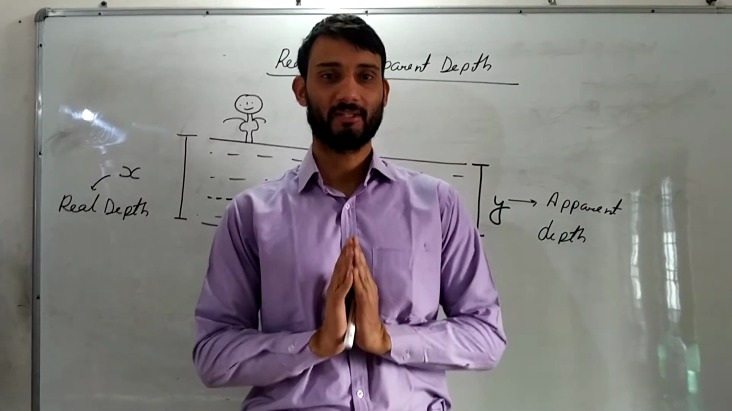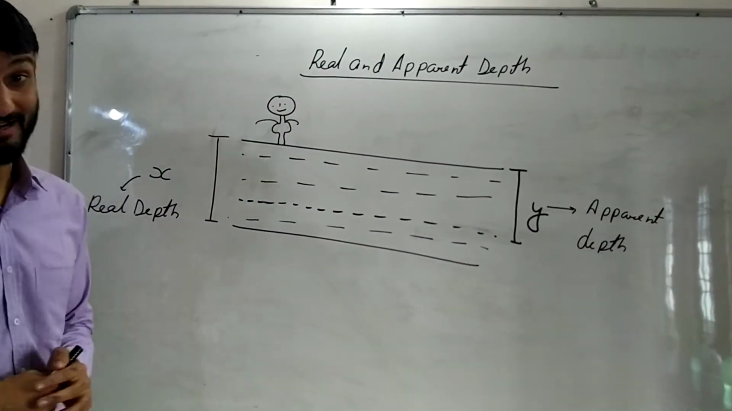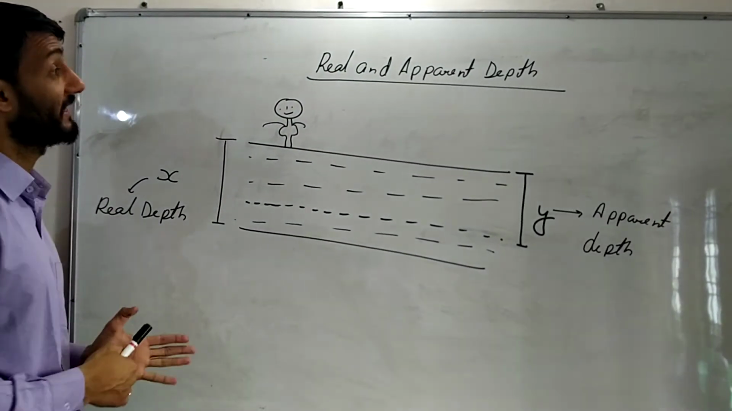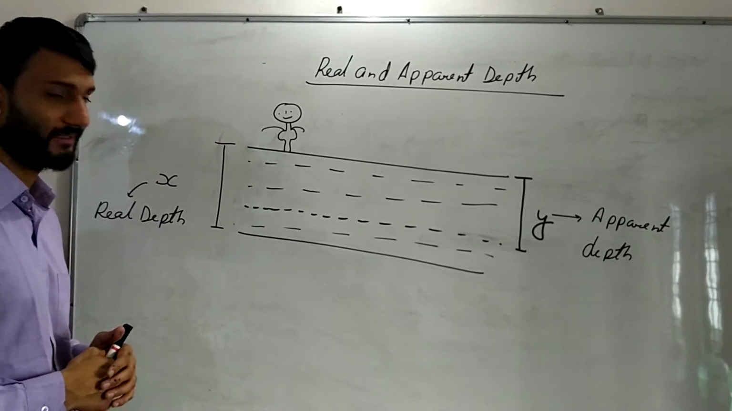Class. Today we are going to start a new topic. The name of the topic is real and apparent depth. So what do we mean by real and apparent depth? For this I have taken an interesting situation.